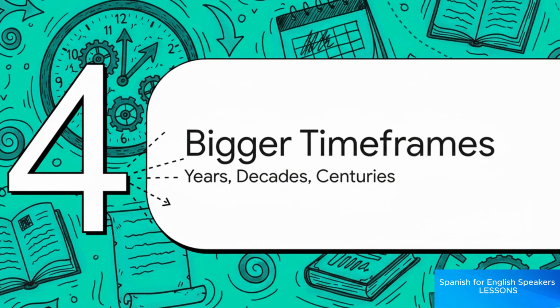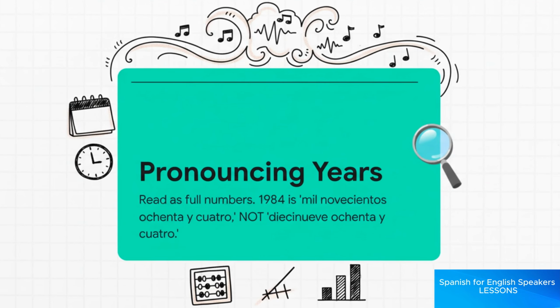Okay, section 4. Let's zoom out a little and talk about bigger time frames, years, decades, and centuries. A few more interesting little differences pop up here. In English, we kind of cheat with years, right? We say nineteen eighty-four. Well, you cannot do that in Spanish. You have to say the full number, mil novecientos ochenta y cuatro. It might feel a little formal at first, but trust me, it's the only correct way to say it.